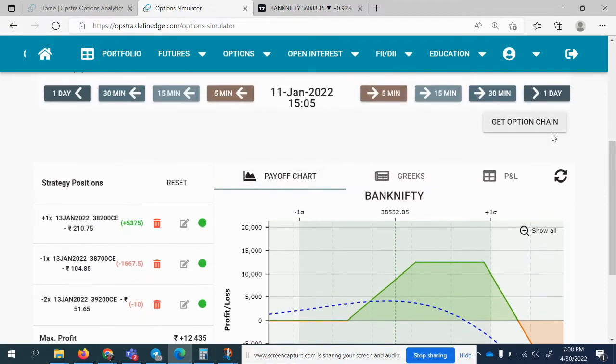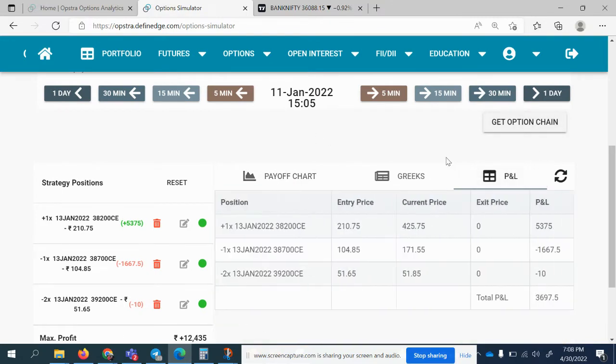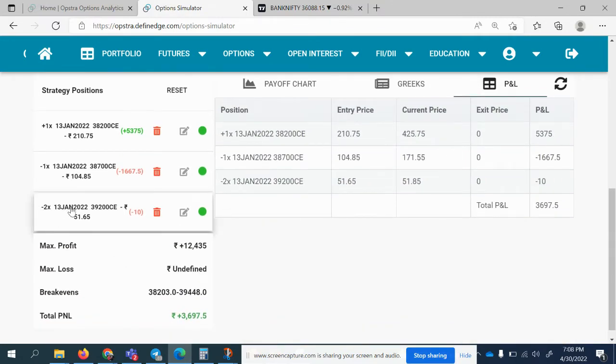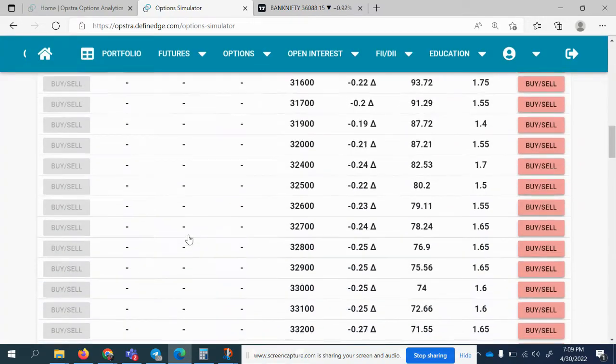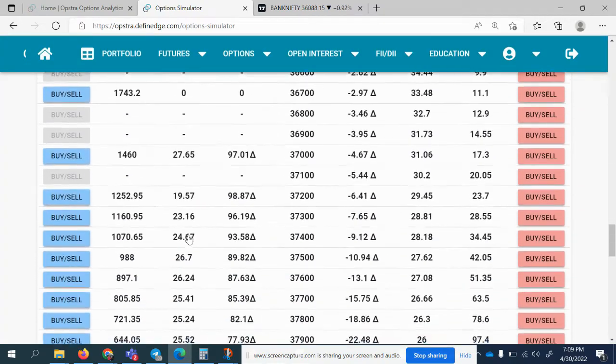Okay, so we are at 3 rock, right? I'll go to the profit and loss. We have these two sold positions, right? So what I'll try to do is exit one from this trade. I'll make it 1:1:1. See, I'll show you. I will exit 39,200, right? I'll go to the option chain, 39,200. I will buy one.